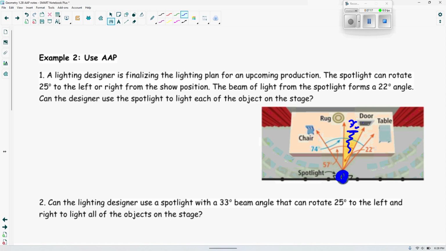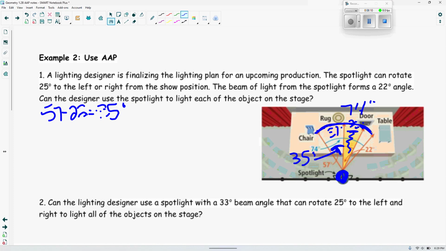Can the designer use the spotlight to light every object that's on the stage? They tell me that the entire angle, all the way from the chair over to the table, is 74 degrees. They tell me from the chair to the rug is 57 degrees. So the very first thing that I can do is find out how far it is from the chair over here to the door. They tell me it was 57. So I can find this area in here from the chair to the rug. If I do 57 minus the 22, that's going to get me 35 degrees. So I now know that this is 35 degrees in here.